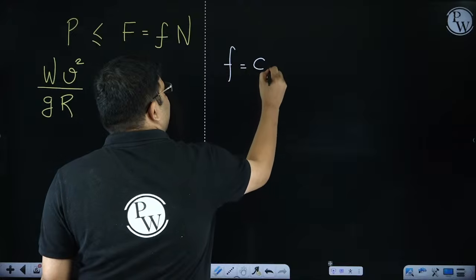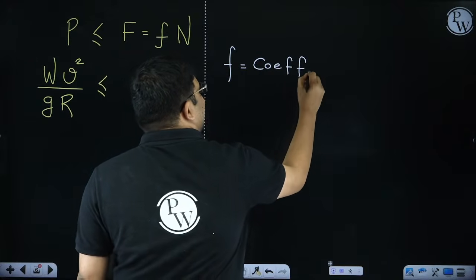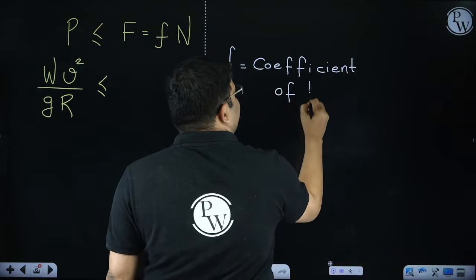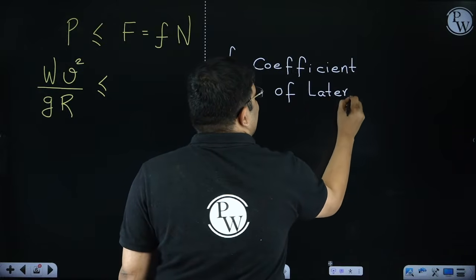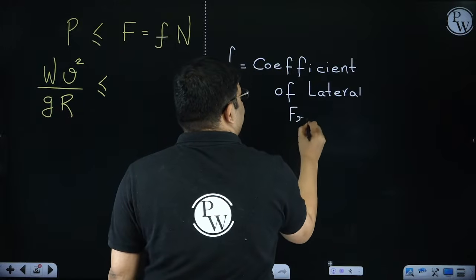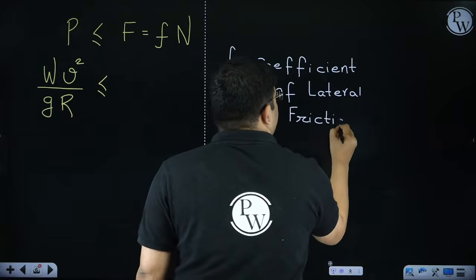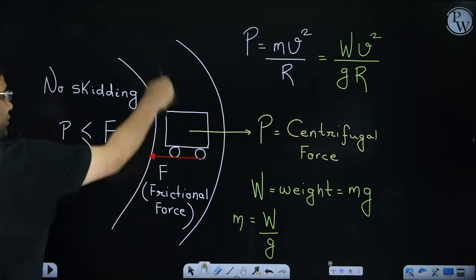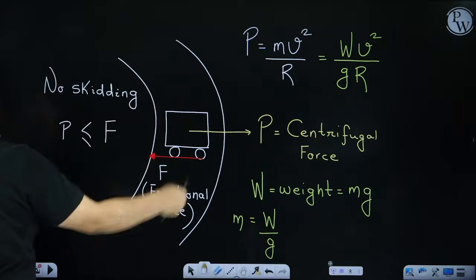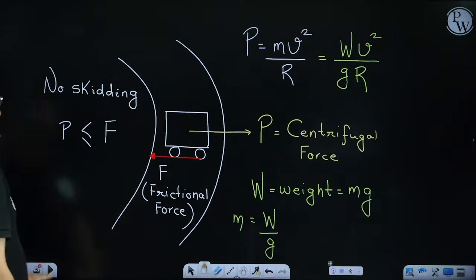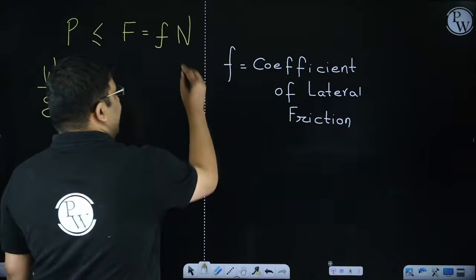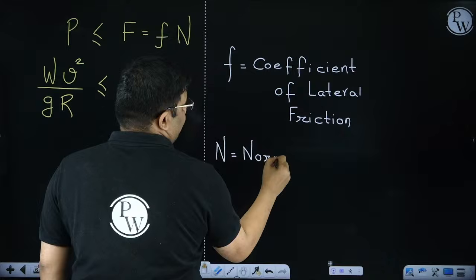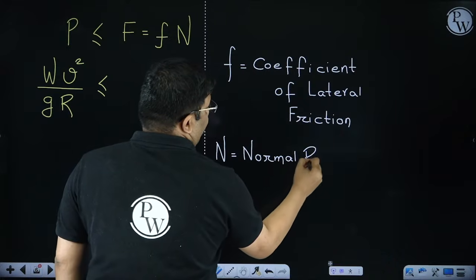Why will we be using the coefficient of lateral friction? Because the friction is developed in the lateral direction. This is the longitudinal direction, and this is the lateral direction. So it is the coefficient of lateral friction, and N is the normal reaction. We have studied that frictional force is equal to coefficient of friction into normal reaction.